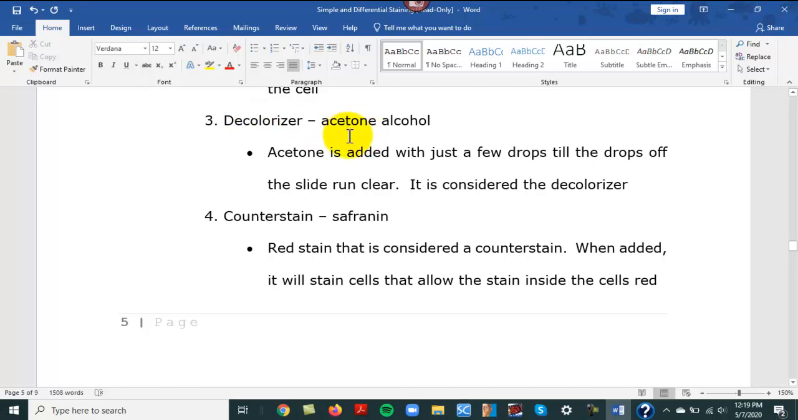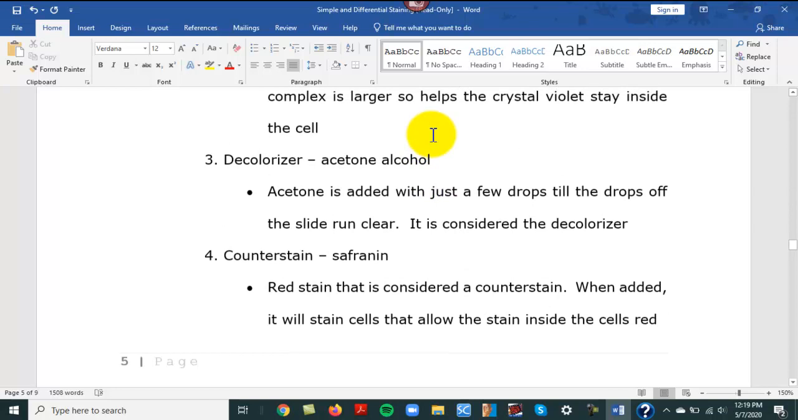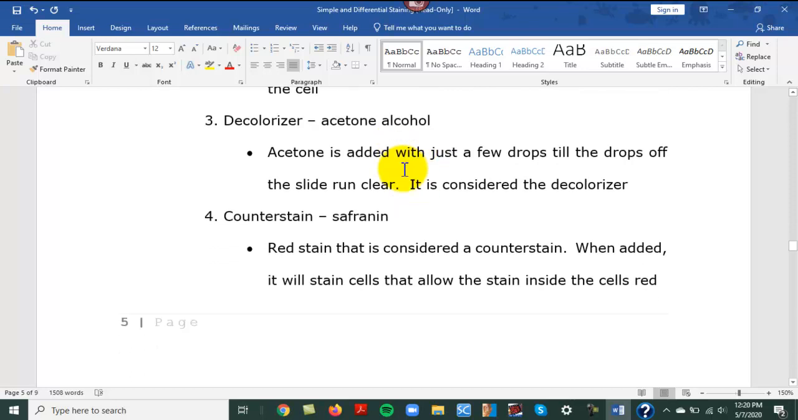Step number 3, you're going to add what is called a decolorizer, which is acetone alcohol. You put a few drops on there, and this is the key step. You don't want to overdo it because you can over-decolorize your slide. But what will happen is the drops coming off will start running clear, and then you stop. And this is the key step. If you have a gram-positive, the acetone alcohol does not affect the cell wall, whereas if you have a gram-negative, it disrupts the cell wall and washes out the crystal violet. So the cells are no longer purple.